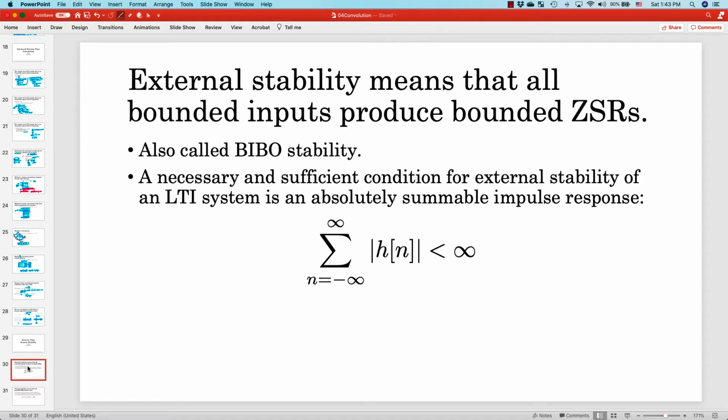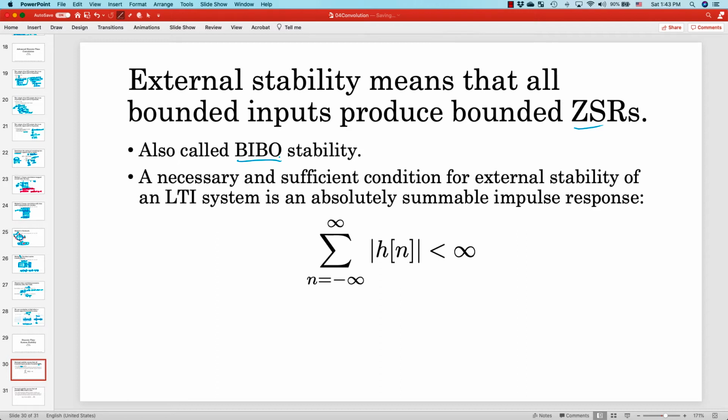The definition of an externally stable system is one that always produces a bounded output if presented a bounded input. And the one caveat to that statement is that we're talking about zero state outputs. So the output of this relaxed system is going to be bounded provided that the input was bounded. Because of that phrasing, it's a little bit awkward, it's often called BIBO, or bounded input, bounded output stability.